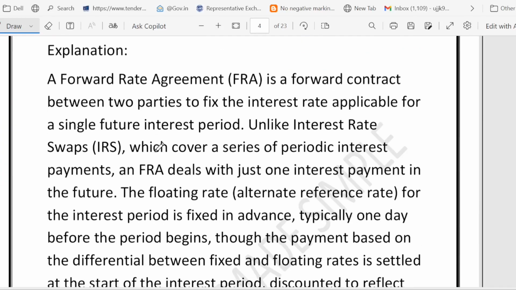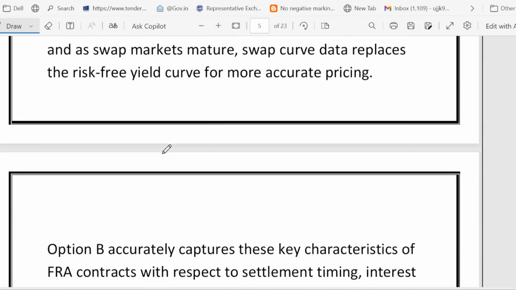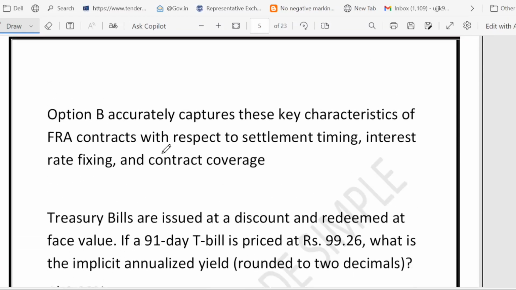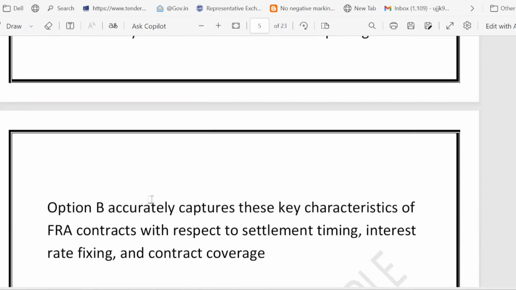Now friends, have pen, paper and copy and just solve these MCQs. One more thing: this is the convention for showing an FRA, for example a 6 into 12 FRA, which means the period starts in the 6th month. Sometimes questions are asked in this notation, 6 into 12 FRA, which means it will start in 6 months and run till the next 6 months.